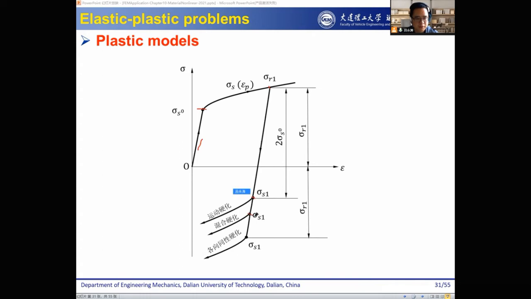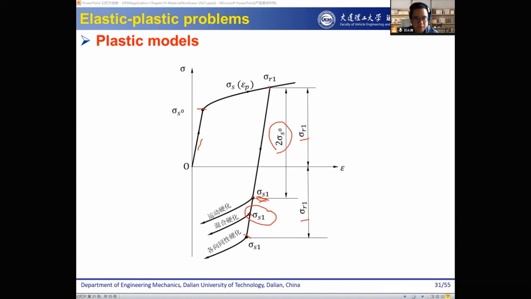This is isotropic hardening because this value is equal to this value. Then we have the kinematic hardening, which means the magnitude is the same, but the value is changed, which means the location is changed. Then we have the mixed hardening. We call it the anisotropic hardening. It's a mix of the kinematic and the isotropic hardening.